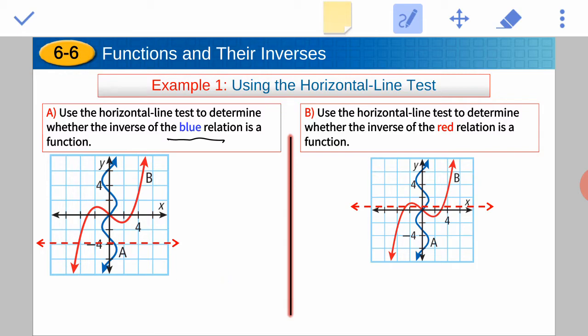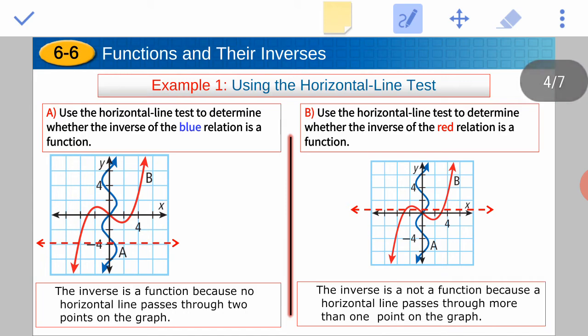Take part B. In part B, we're going to focus on the red graph, so ignore the blue one. Remember guys, I'm not asking you to determine whether the red one is a function or not. I'm asking you about the inverse of the red graph. How do we figure that out? By applying the horizontal line test. Let's scan the red curve with the horizontal line. As you see guys, there is more than one point of intersection at the same time. So the inverse of the red graph, the inverse of the red relation, is not going to be a function.